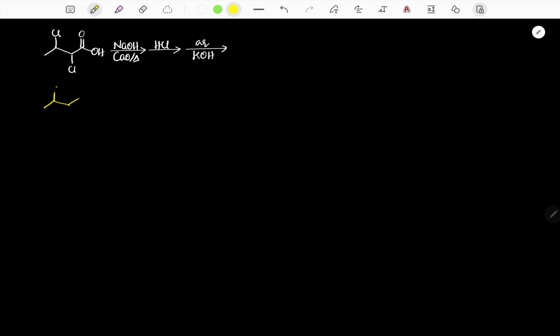The reactant has a carboxylic acid and an alkyl halide, treated with soda lime, NaOH, CaO, heat. So it undergoes decarboxylation and forms the corresponding carbanion. Now this undergoes elimination. Finally it gives the corresponding vinyl chloride derivative.